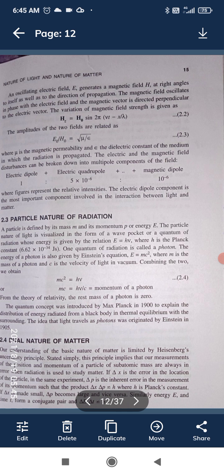The energy of a photon is given by E = mc², where m is the mass of the photon and c is the velocity of light in vacuum. Combining these two equations, we get mc² = hν, or mc = hν/c, which is equal to the momentum of the photon. From the theory of relativity, the rest mass of a photon is 0.